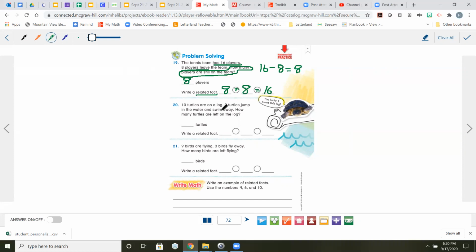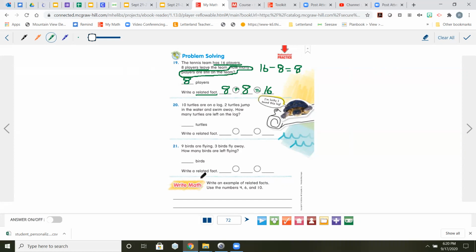So you'll need to do the same thing with these next 2. So underline and circle, write the number sentence that solves it, put your answer in the label part, then write a related fact that uses those same 3 numbers, but it's different from the one you put in the spaces up here, okay?